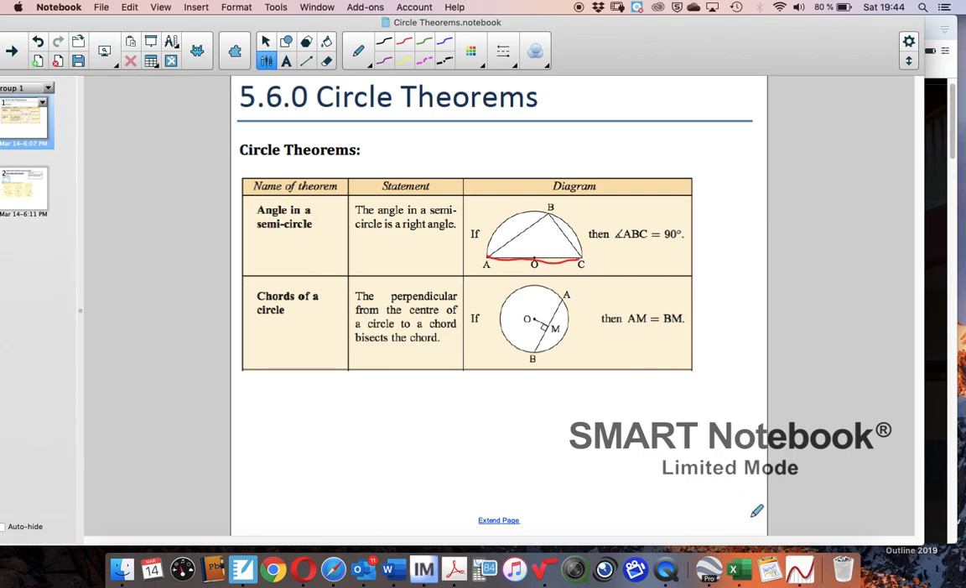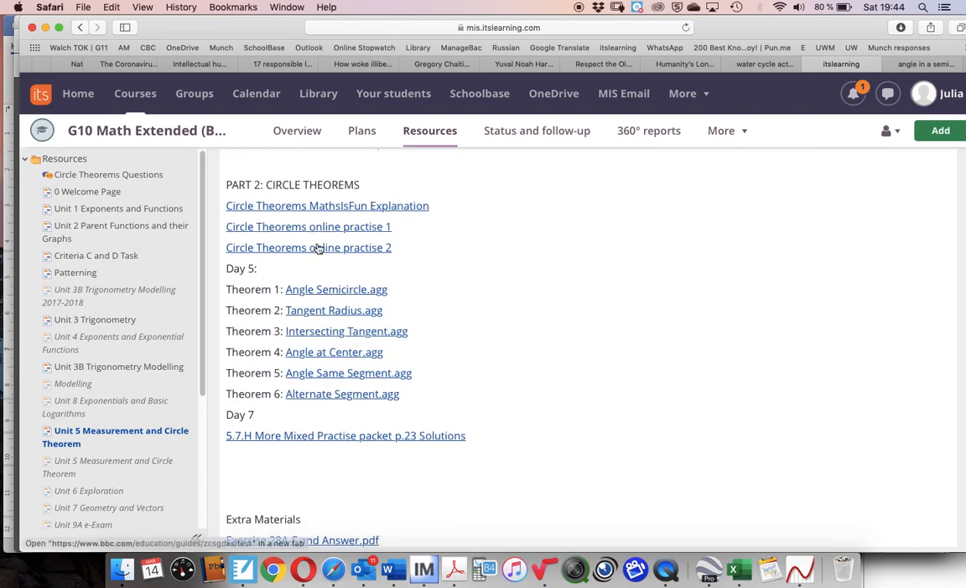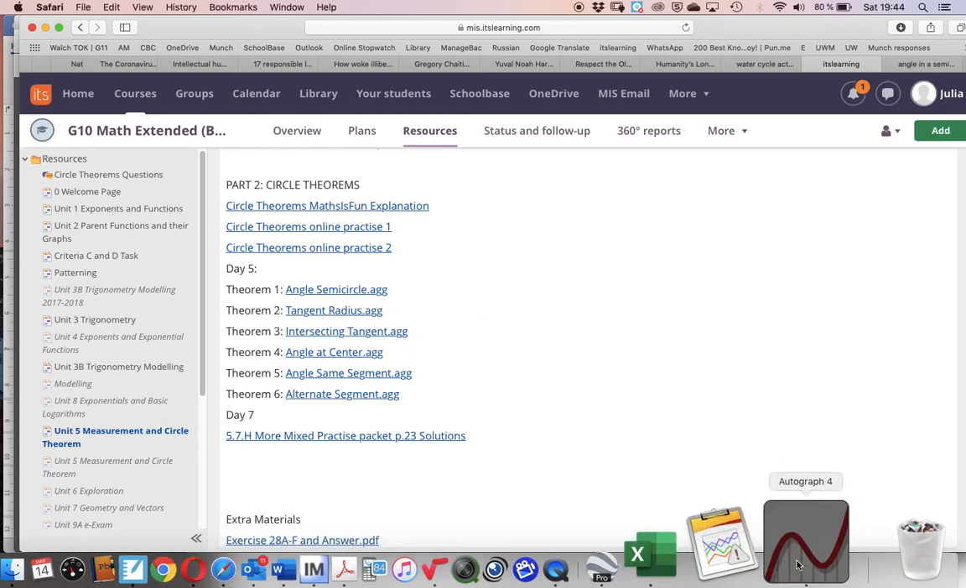I'm going to be using a program called Autograph. I believe you used it in 9th grade. And the files that I'll be using are actually on It's Learning. So if you just go to the class materials, all of these are Autograph. You just have to open Autograph first, but feel free to experiment with them.